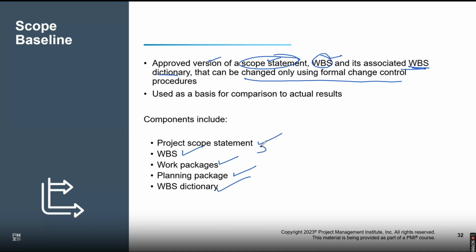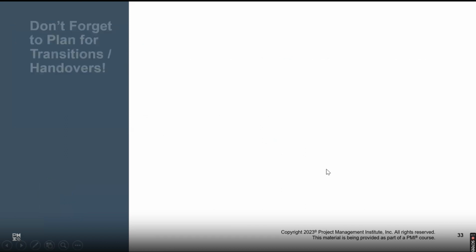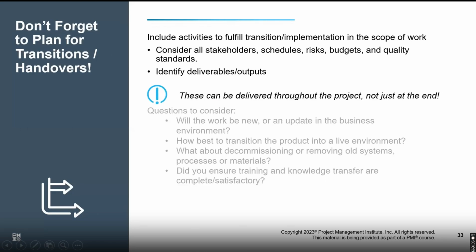The scope statement would have been broken into the WBS, which would have been broken into planning packages and work packages, and accordingly you have a dictionary along with it for all components of your WBS. Quick check on this one, if it's okay and clear. Is it fine with everyone? I guess it should be, as we have talked about these things already.